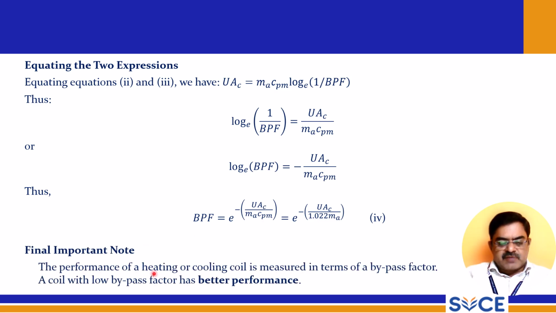So the performance of a heating or cooling coil is measured in terms of bypass factor. A coil with low bypass factor has better performance. So it is always desirable that the bypass factor is as low as possible.